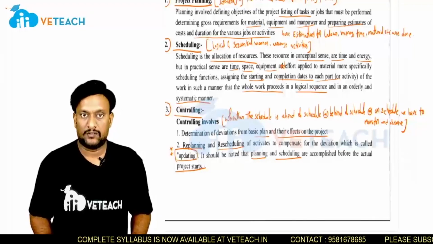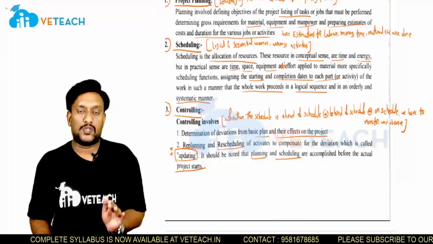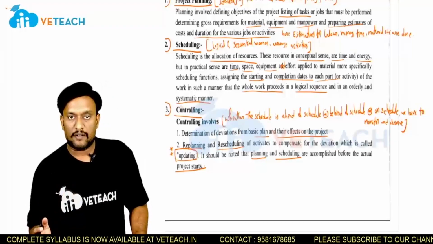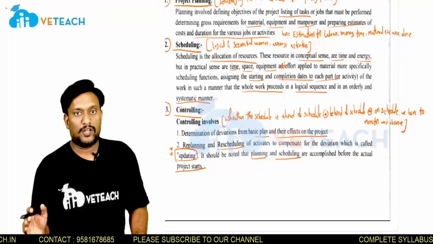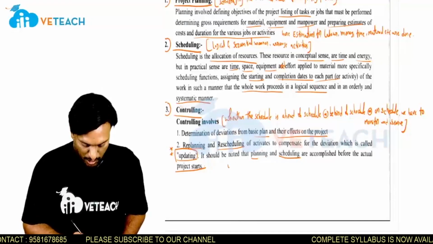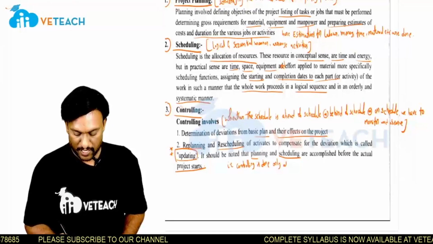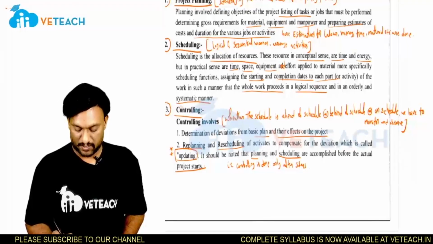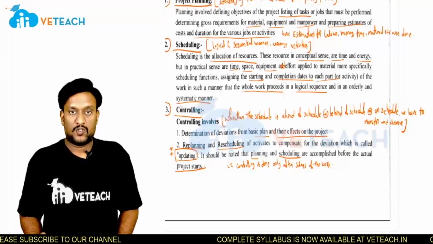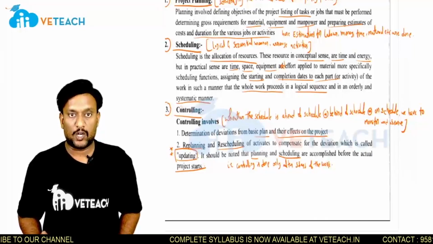Next, it should be noted that planning and scheduling are accomplished before the actual project starts. Very important. Before the start of the work or project, we do planning and scheduling. After the start of the work or project, we call that controlling. That is, controlling is done only after the start of the work. So are you getting me? So this is about planning, scheduling and controlling.